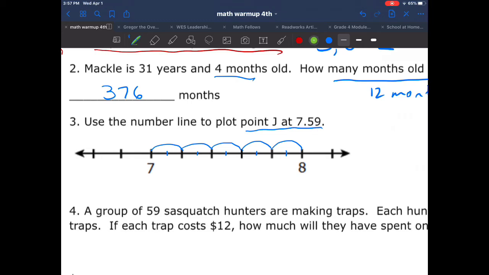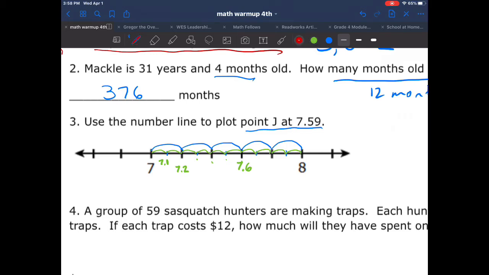So when we have 10 little jumps here, 1, 2, 3, 4, 5, 6, 7, 8, 9, 10. Now we know these are tenths. So this first tick mark that I made is 7.1. The next big tick mark they made is 7 and 2/10. So 7 and 1/10, 7 and 2/10. This would be 7 and 3/10, 7 and 4/10, 7 and 5/10, 7 and 6/10. 7 and 6/10 is important.